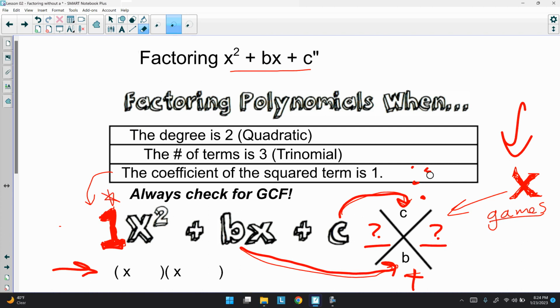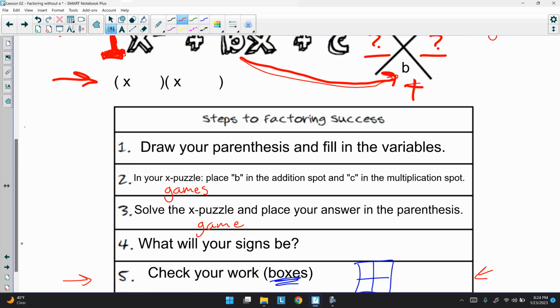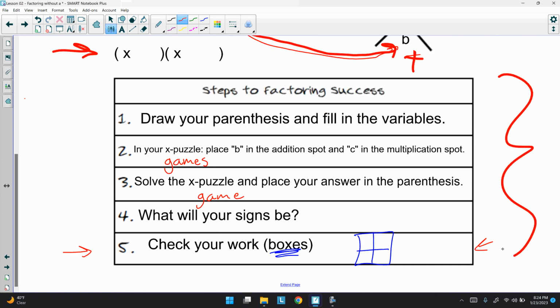All right, you're back. Guess what? There's more. So go ahead and jot this down. These are the steps to solving. Again, we're going to draw parentheses and fill in the variables as such. In your X puzzle, we're going to place B in the addition spot, C in the multiplication spot. We're going to play the games. Solve the X puzzle, place your answer in the parentheses. I'll show you what that looks like. What will your signs be? I'll show you that. And we can check our work as we discussed in class. There should be no reason not to make 100 on these quizzes and tests because you can check your work.